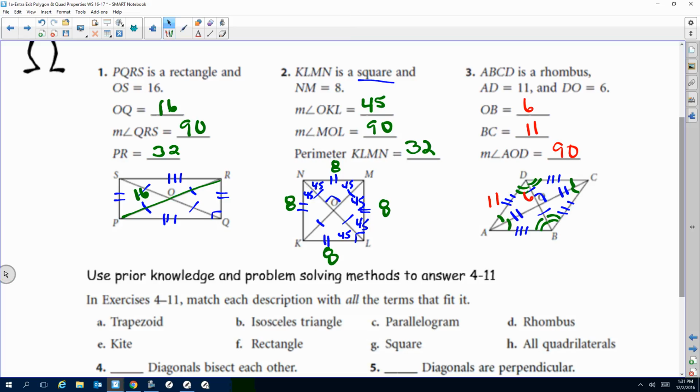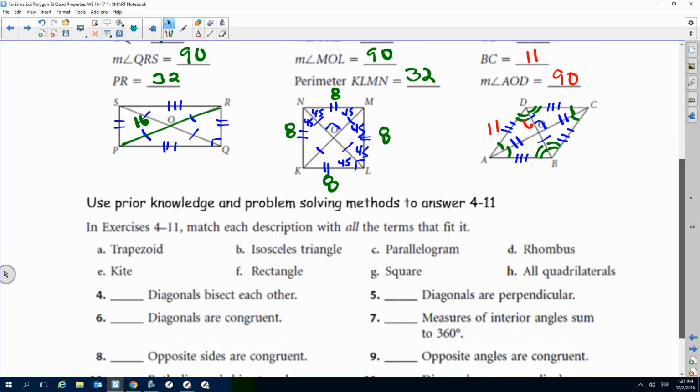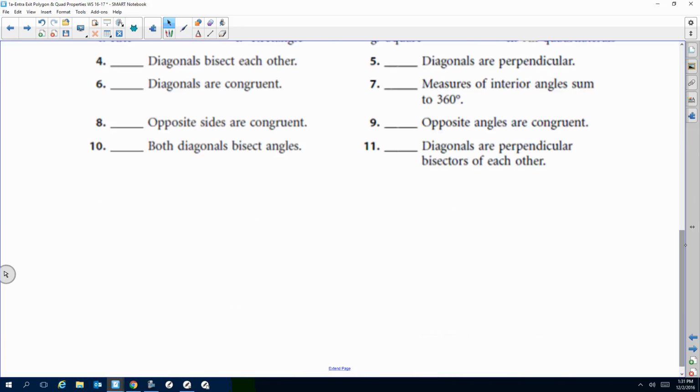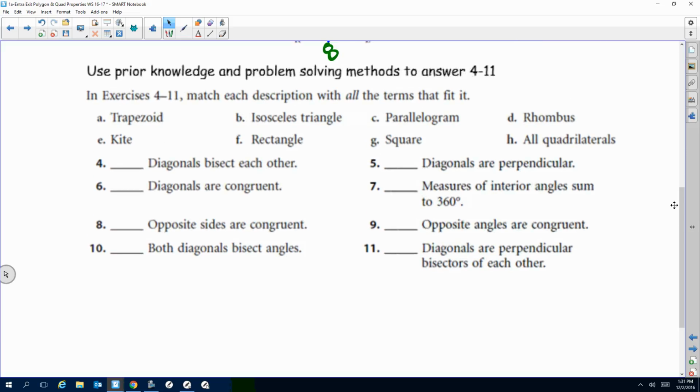All right, so let's see if you can recognize the type of markings that would go with each shape. You can use your summary sheet to help you. On this first one, they want us to match all terms that fit. So there's more than one answer. Diagonals bisect each other. For what shape is that true? Parallelogram, C. What else? Rhombus, D. Square, G. Rectangle, F. There it is. Diagonals bisect each other for all those 4 shapes.